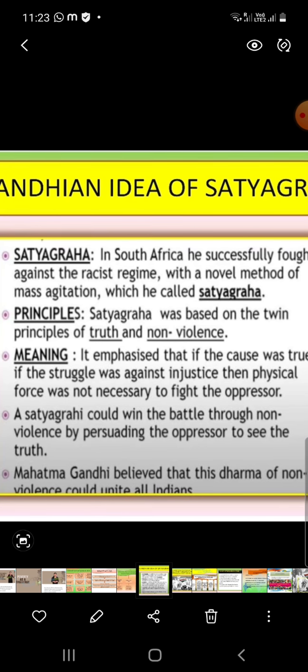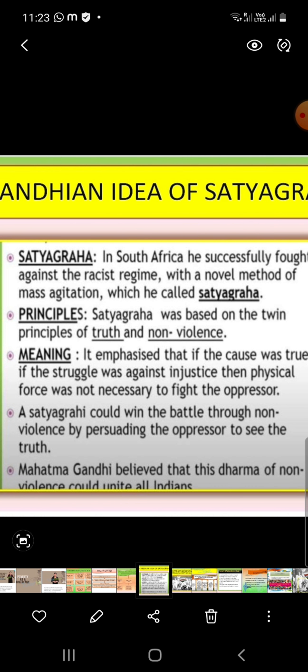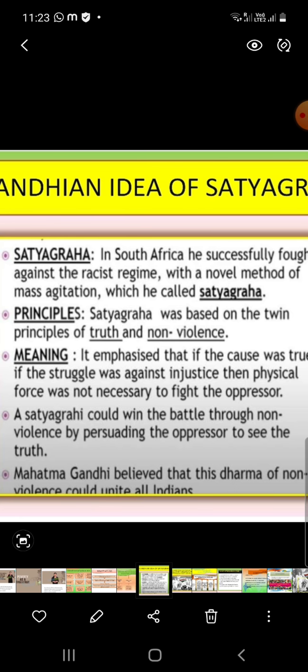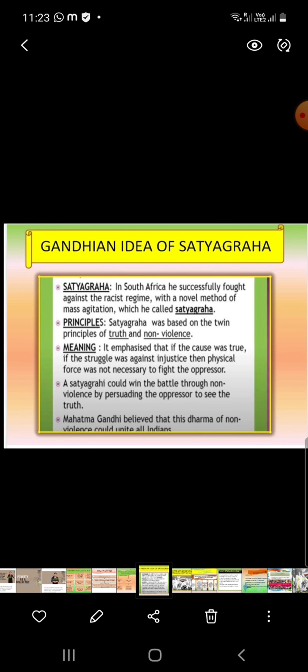Satyagraha was based on twin principles. Two principles are there: truth and non-violence. It emphasizes that if the cause was true, if the struggle was against injustice, then physical force was not necessary to fight the oppressor. A Satyagrahi could win the battle through non-violence just by persuading the oppressor to see the truth. Mahatma Gandhi believed that the dharma of non-violence must be in all Indians.